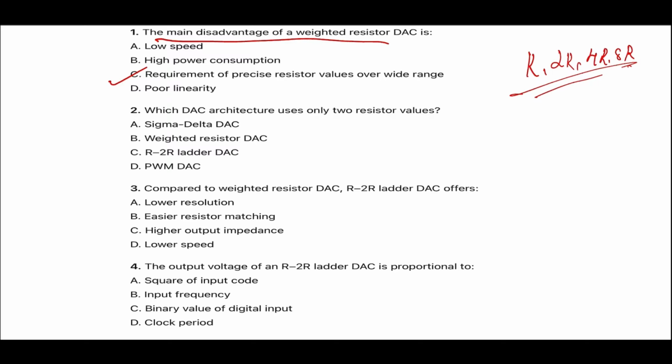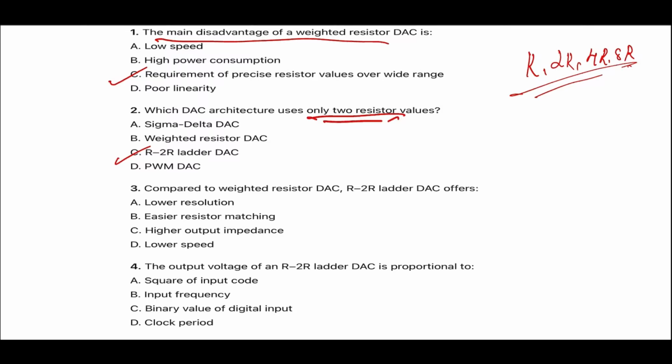Now we can move on to the next question. Which DAC architecture uses only two resistor values? Option A, sigma delta DAC; option B, weighted resistor DAC; option C, R-2R ladder DAC; option D, PWM DAC. As we discussed, the DAC having only two resistor values is the R-2R ladder DAC.